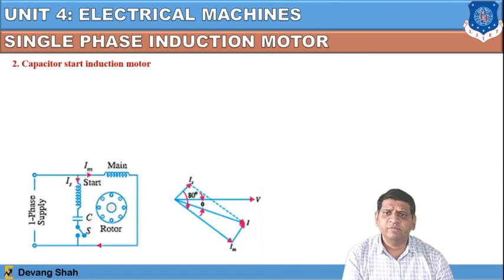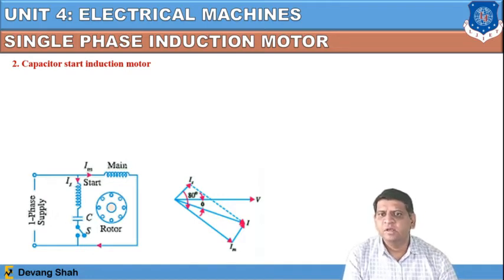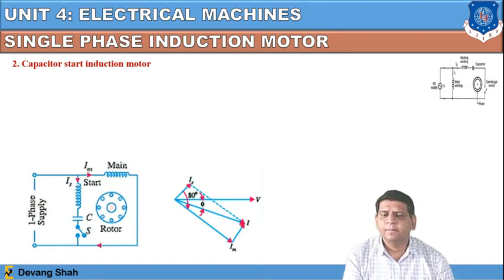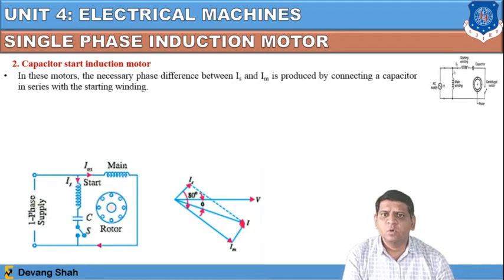Another type of motor we define is the capacitor start induction motor. Here, in series with the starting winding and centrifugal switch, we put a capacitor, which will provide the initial torque of the single phase induction motor. The functionality is the same: the necessary phase difference between Is and Im is produced by connecting a capacitor in series with the starting winding.